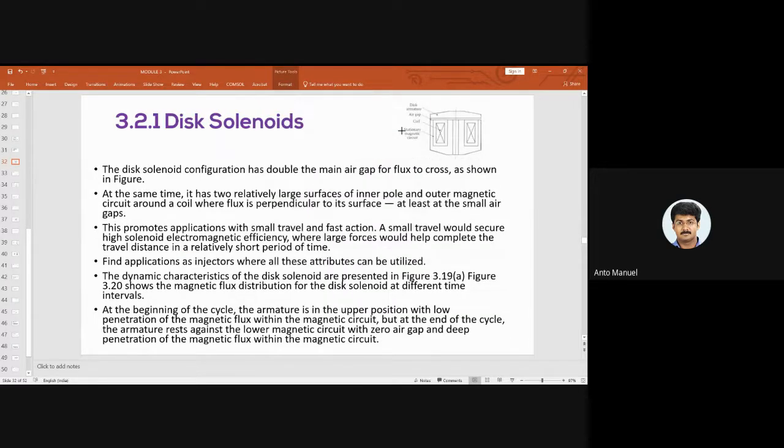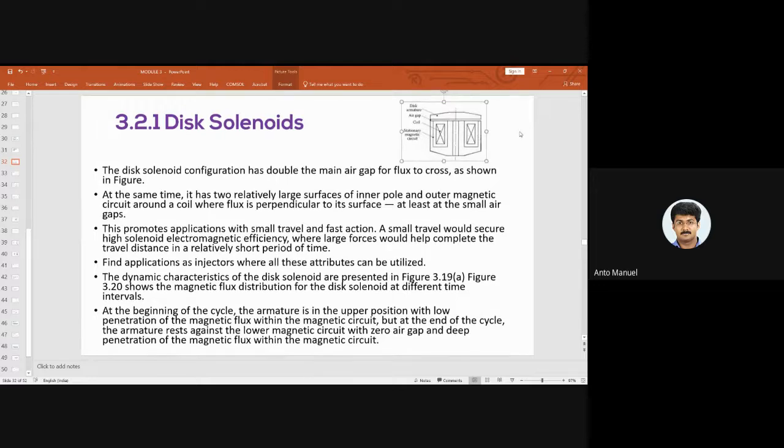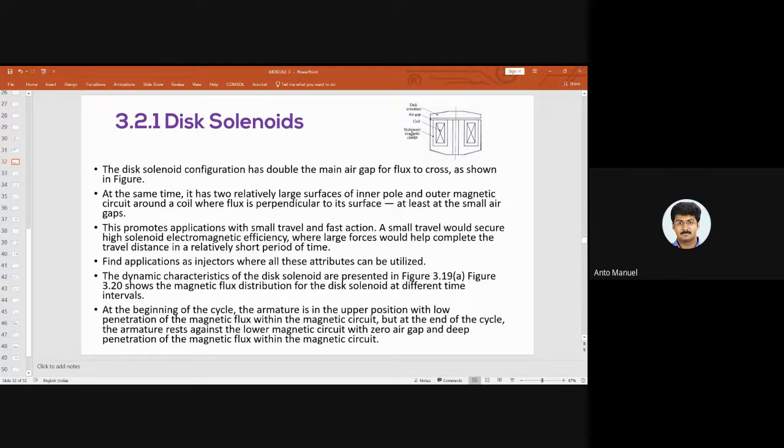As an initial investigation, we have already discussed the plunger solenoid's internal parts, how the plunger solenoid works, and how the movable part moves when it is excited. The air gap in the system is very important, and the design and architecture of the disc armature is important in different applications, such as vehicle applications. The disc solenoid configuration has a doubled main air gap for the flux, as shown in the figure.